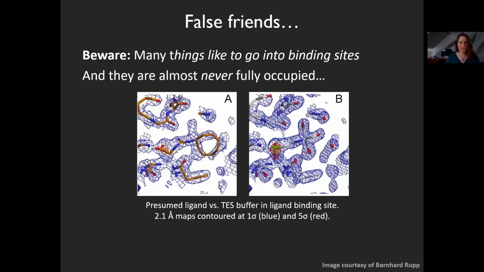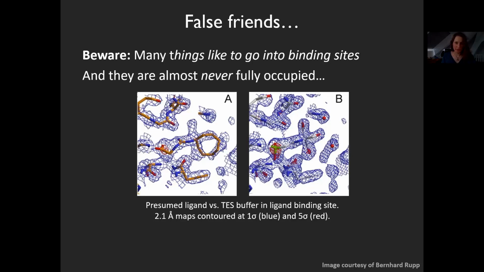Now, false friends. You may have worked very hard to get your ligand. Many things go into binding sites. Many things like to bind to proteins. They are always never fully occupied. What you can see here is picture A, the presumed ligand. Picture B, TES buffer in the ligand binding site. Which one do you think fits the density better? But if you've worked for years to get that, which one would you more likely believe?